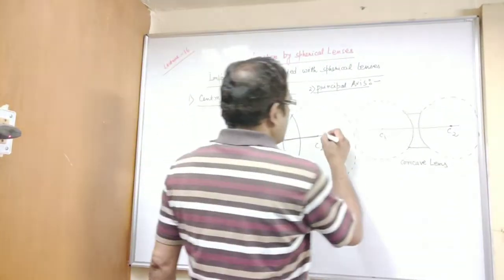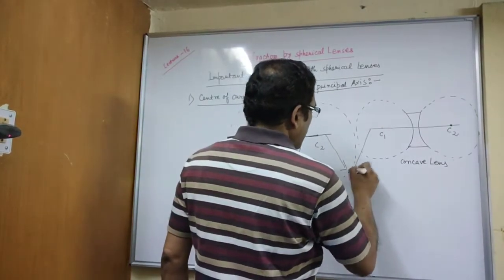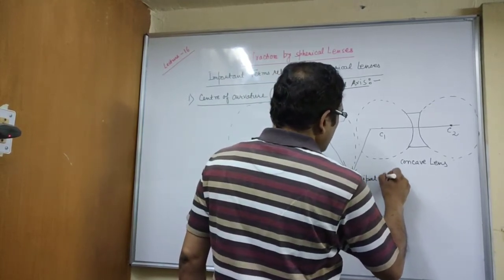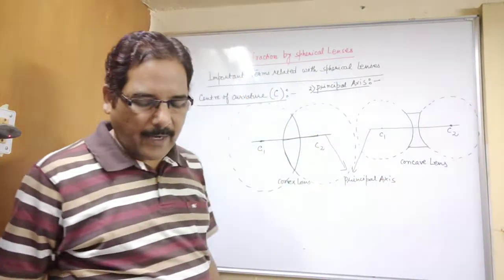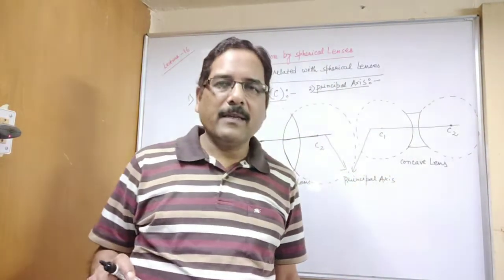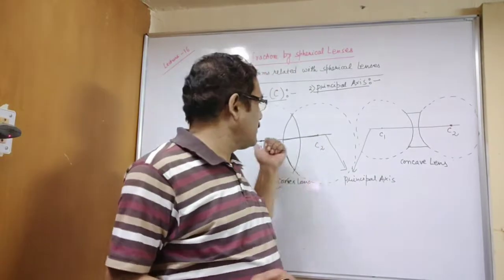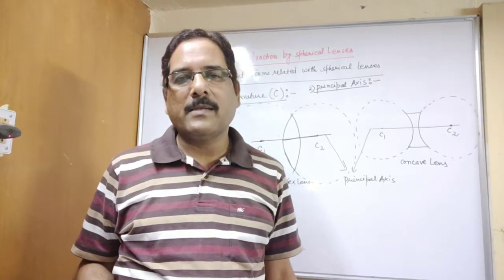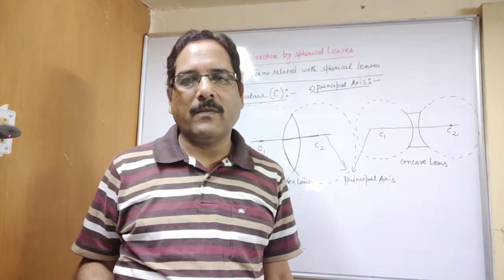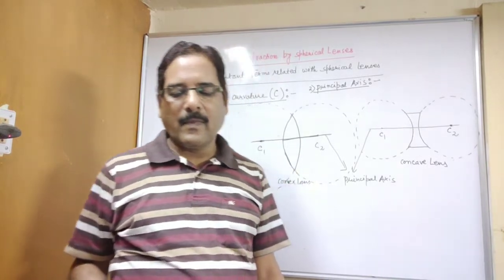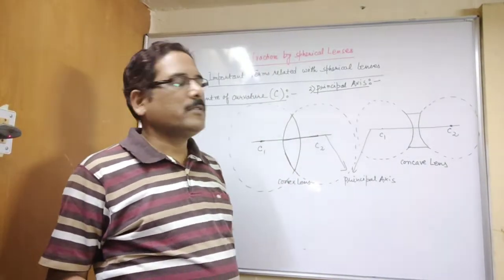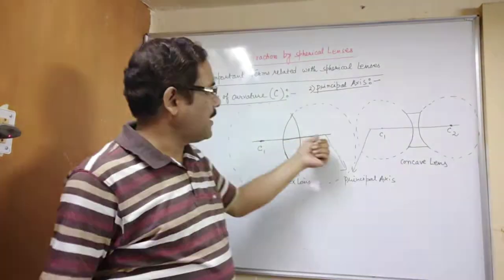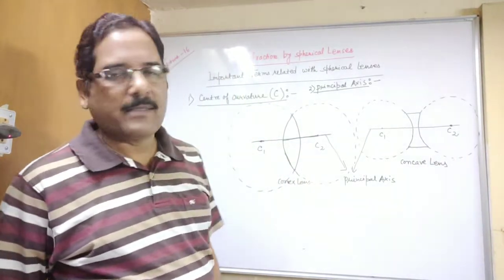Write down: an imaginary straight line passing through the two centers of curvature of the lens is called its principal axis. So these lines are known as principal axis.